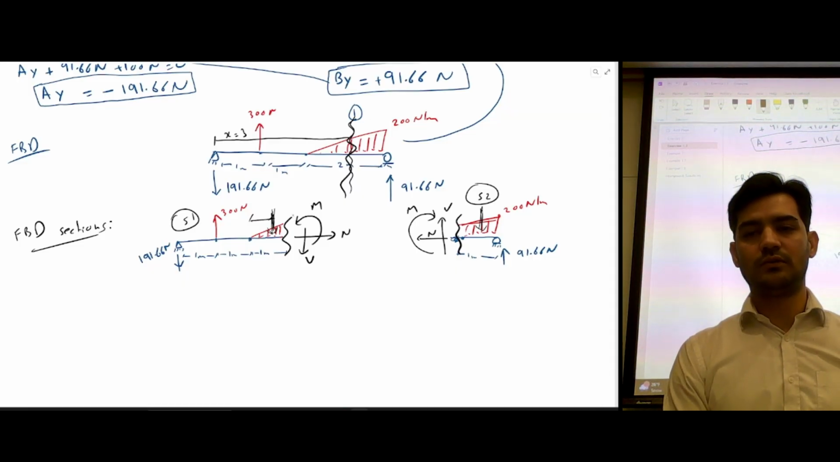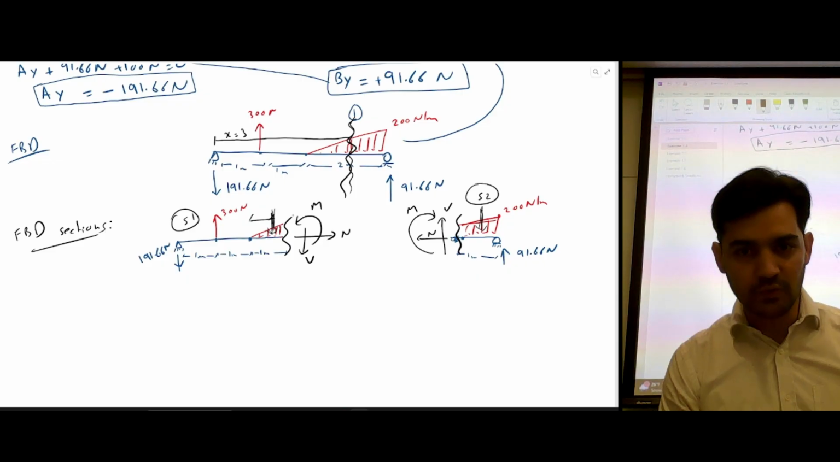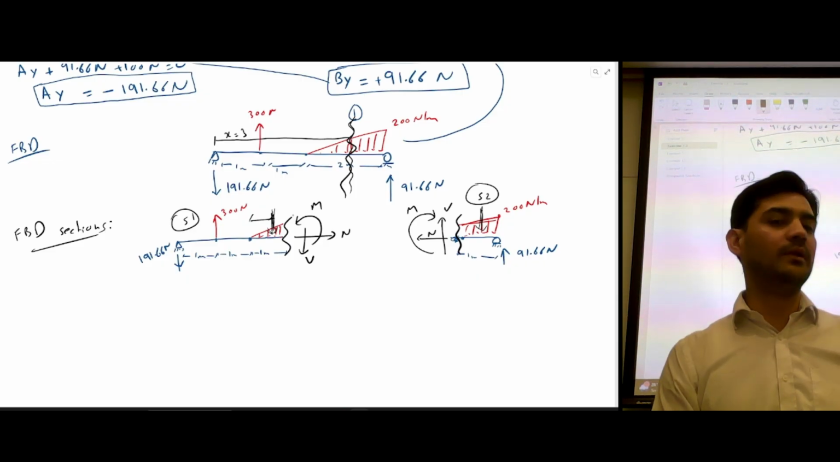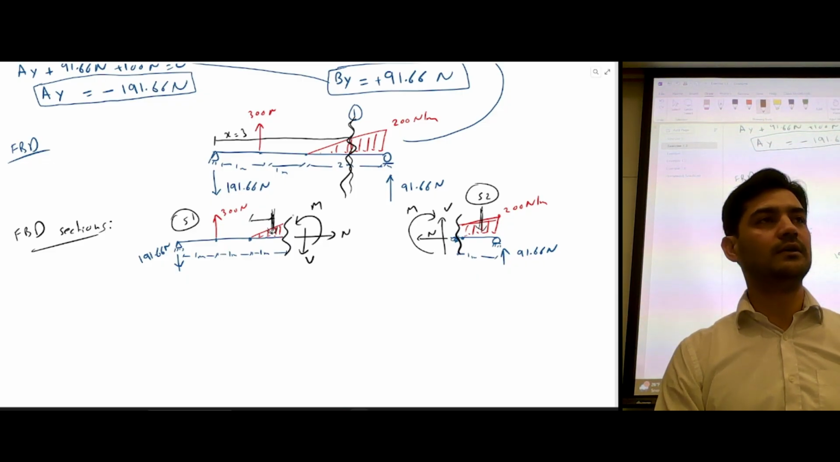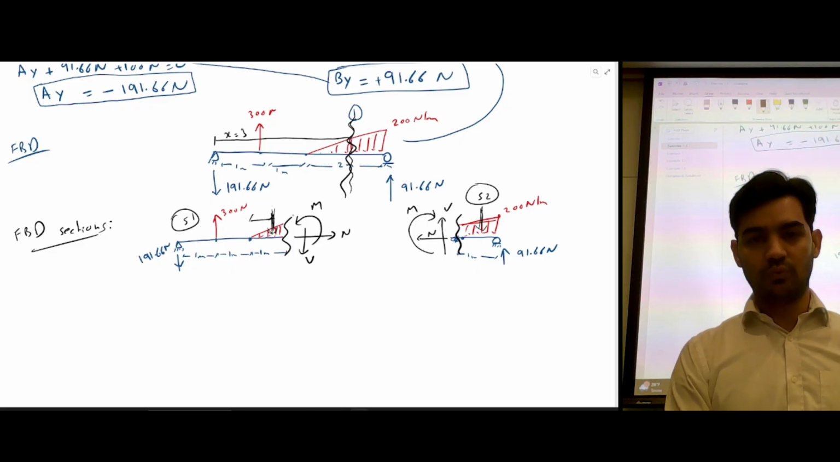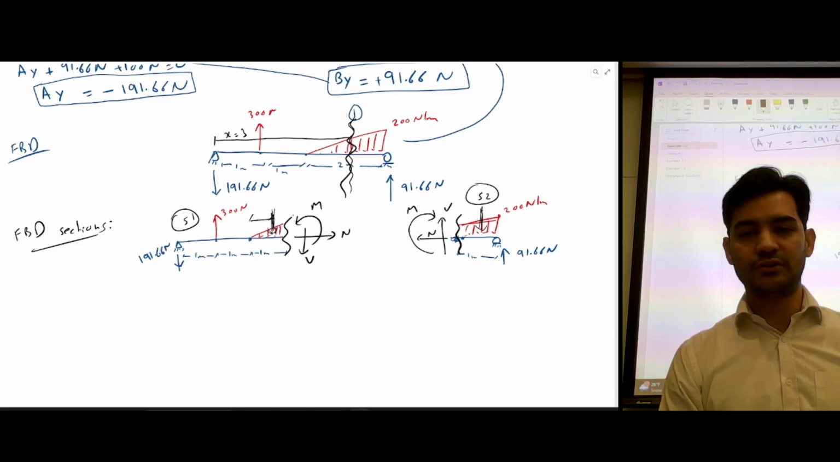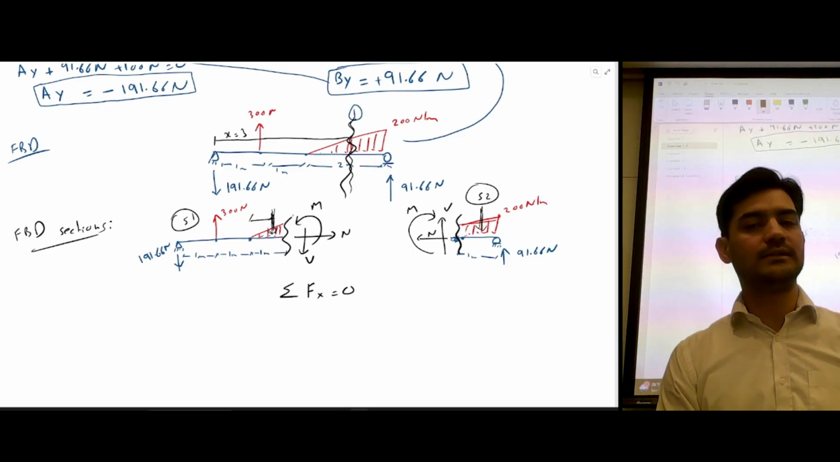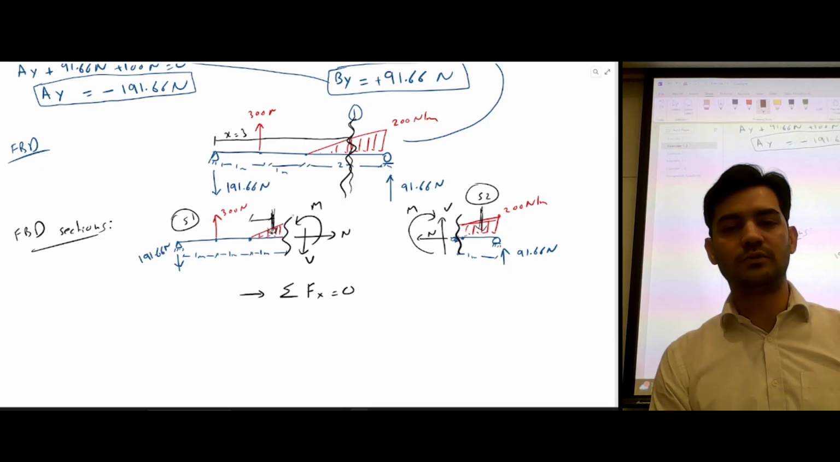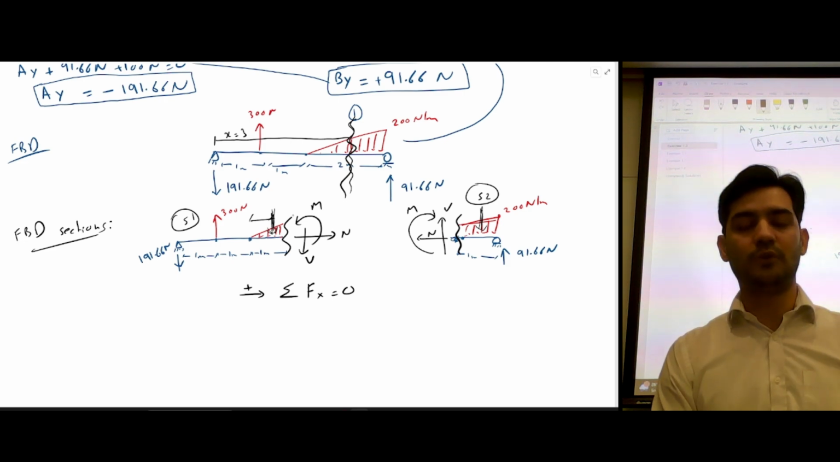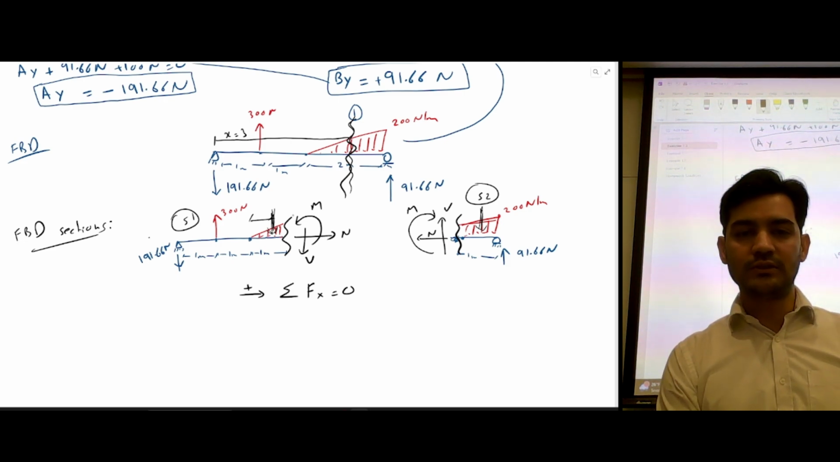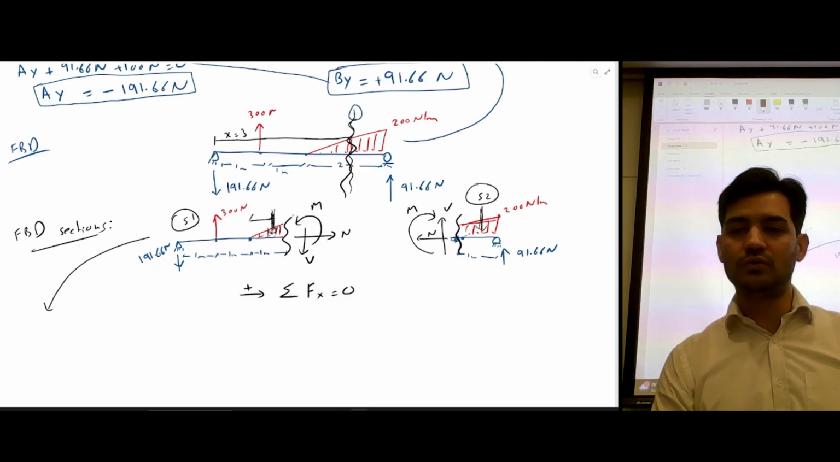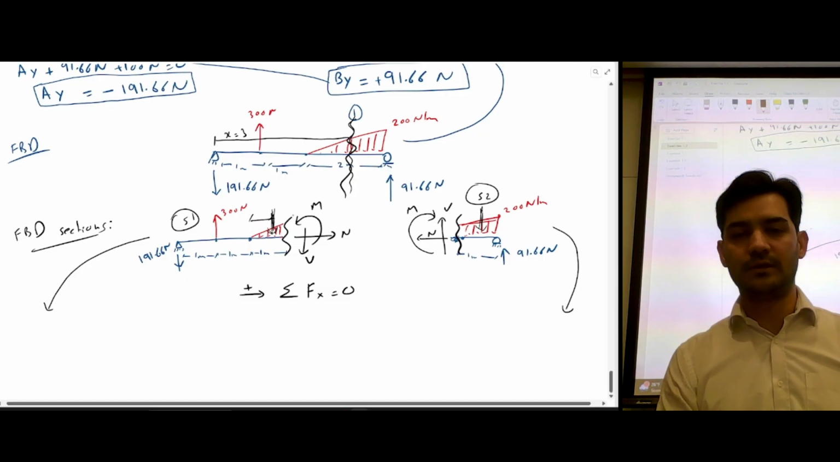Okay, so now what we can do is use equilibrium equations again to calculate the internal loads. So we're going to do summation of forces along the x-axis is equal to 0, and all the forces which are acting in this direction are going to be positive. I'm going to do calculation for this section here.